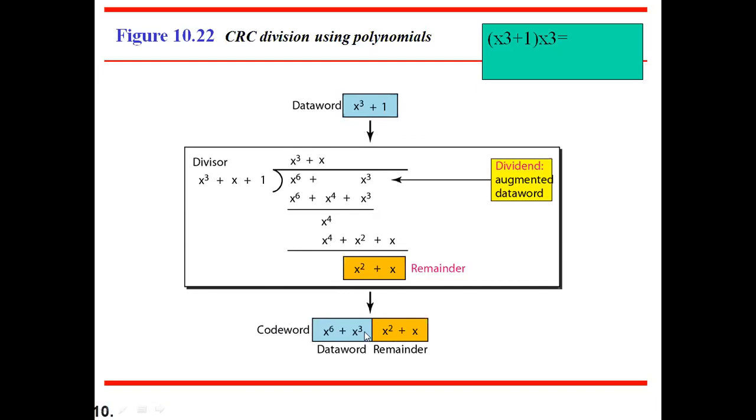At the receiver side, what will be the input? That is nothing but the code word polynomial. This entire thing you have to take, and you have to divide it by x to the power 3 plus x plus 1. Then we can say that there are no errors in the transmission.